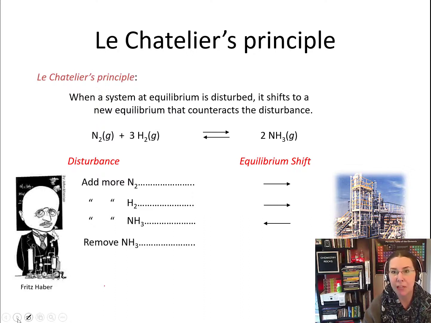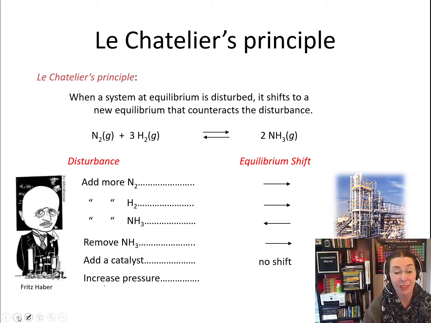What if I remove NH3? It's going to shift right. What if I add a catalyst? Well, there will be no shift because of the catalyst. What if I increase the pressure? It's going to shift right. Alrighty, so that's Le Chatelier's principle. It's all about establishing a new equilibrium after you have upset the equilibrium somehow.